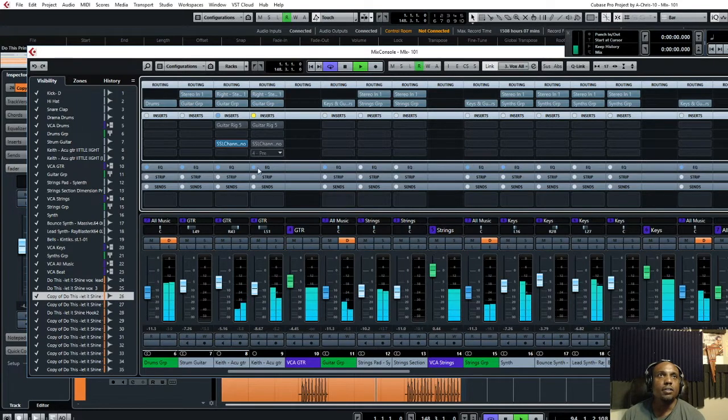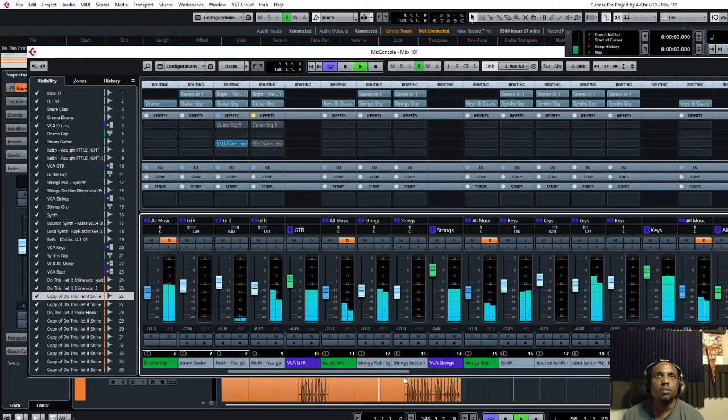So we have that SSL EQ, and what else? Did I use another one? Let's see.